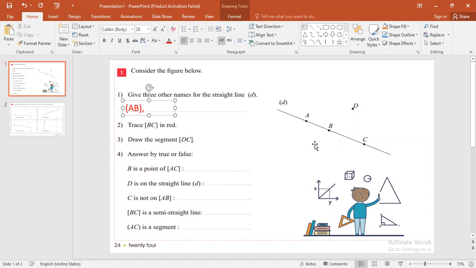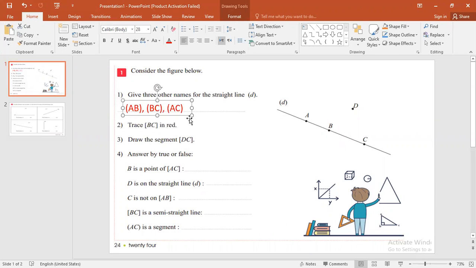Let's name another way. We can take, for example, B and C. So we open parentheses, B, C, we close the parentheses. We can take, for example, the point A with the point C. So we write capital A and capital C between parentheses.